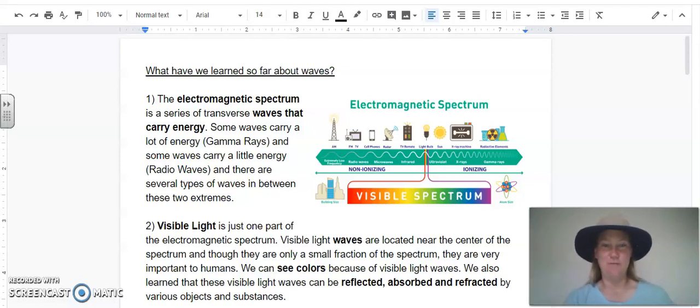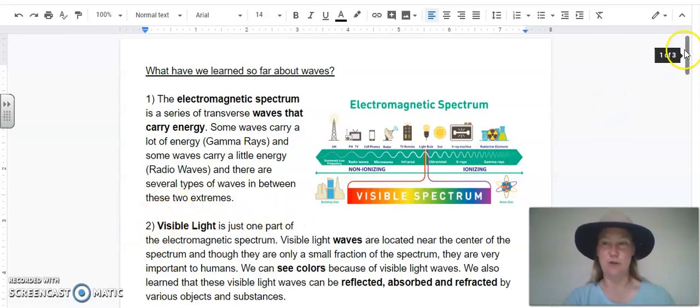Hello. Today I just want to wrap up our unit about waves and introduce weather and climate. A brief review, a recap of some of the things I was hoping to teach during the wave unit. First, the electromagnetic spectrum is a series of transverse waves that carry energy. So I have a picture over here. We learned that some waves carry a lot of energy, like gamma rays, and some waves carry a little energy, like radio waves. And then there are several types of waves in between those two extremes.